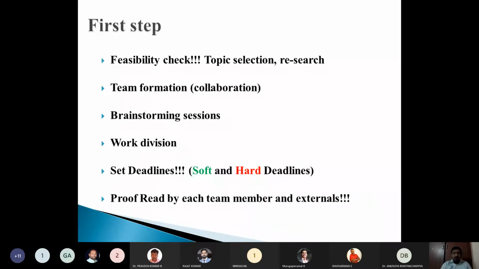And also, are we trying to deviate from our idea? Because sometimes as time goes on, we are trying to read so many topics that we go slightly away from the original idea. That should not be happening. So in this proofread process, make sure that we are not deviating from the original idea.